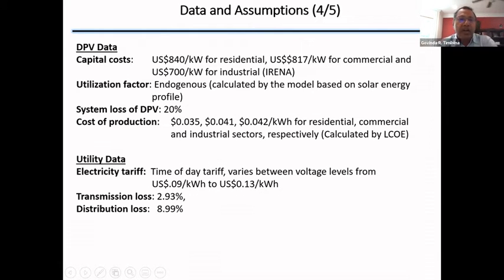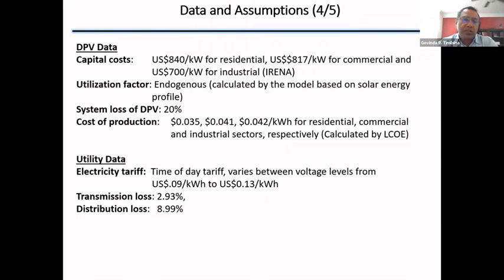For the data, the capex comes from the IRENA, the International Renewable Energy Agency. It's $840 per kilowatt for the residential DPV, 870 per kilowatt for the commercial, and 700 per kilowatt for the industrial, again from IRENA. Utilization factor, since we accounted for the daily and hourly load curve, is endogenous, we calculated it based on the data.